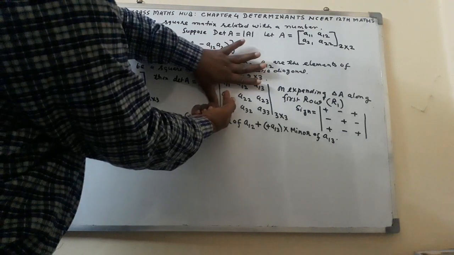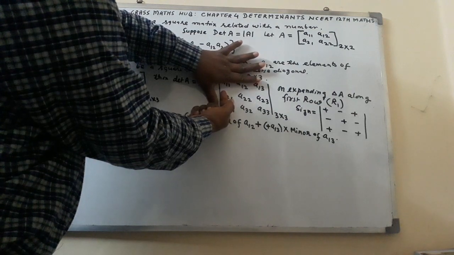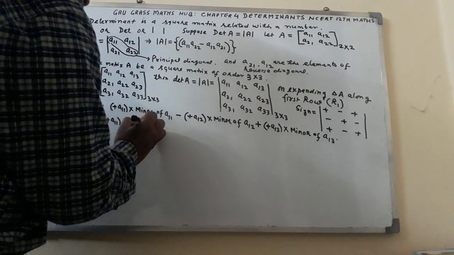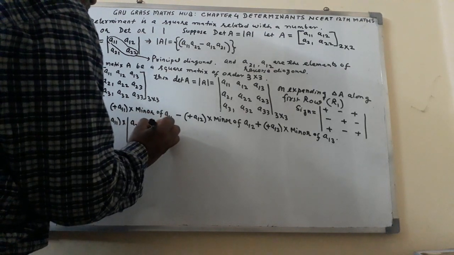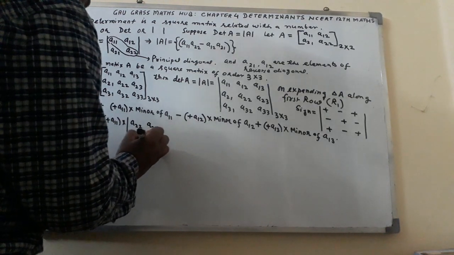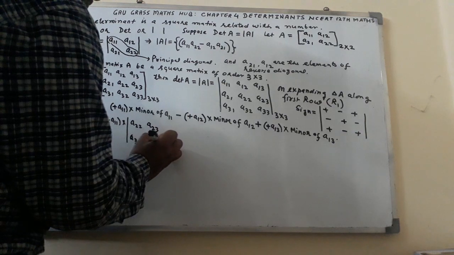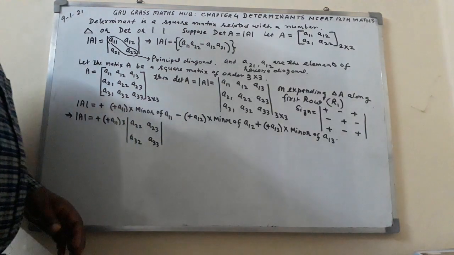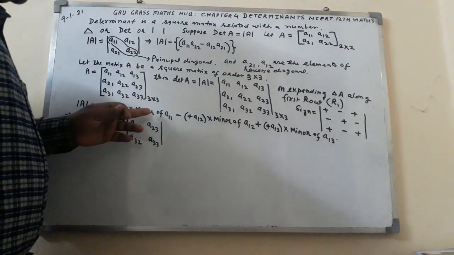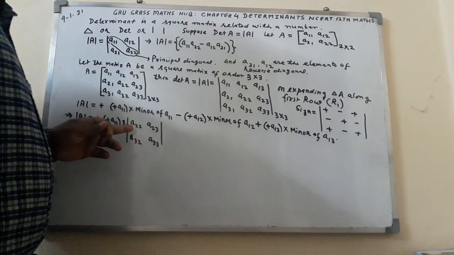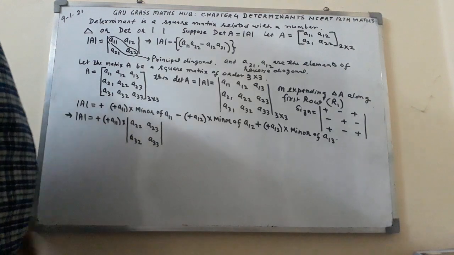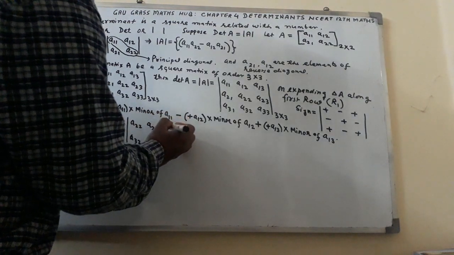So, hide this one, you will get A22, A23, A32, A33. Now we have got the minor of A11: A22, A23, A32, A33. After that I shall write here minus.